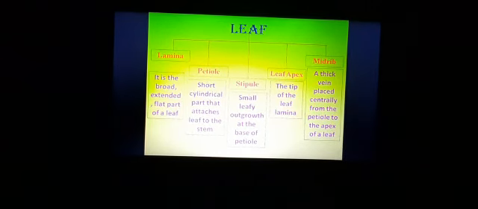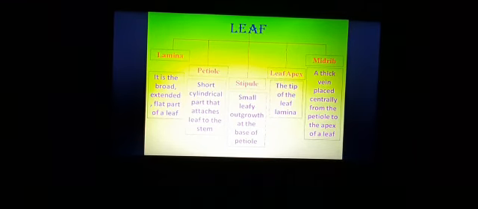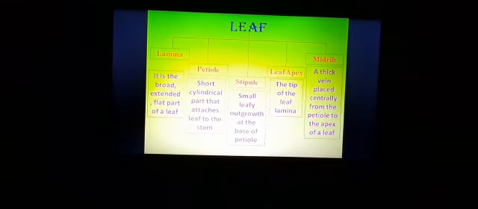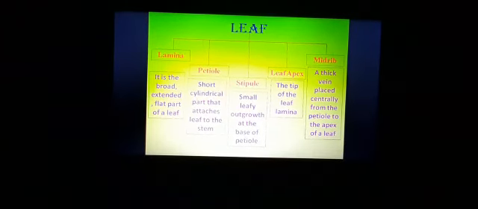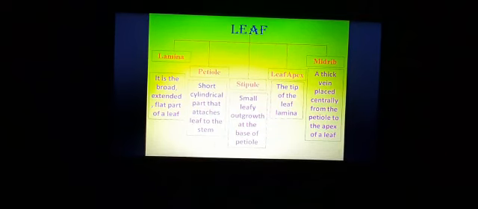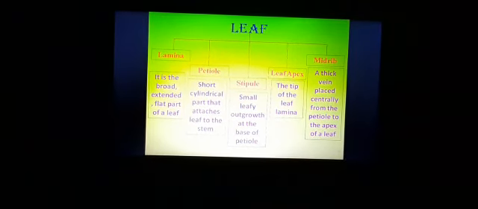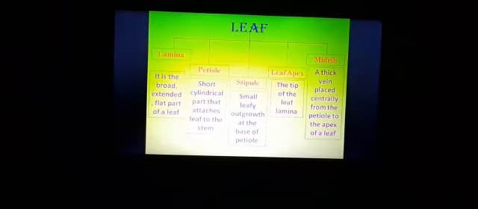So lamina is the broad extended flat part of the leaf which is also known as the leaf blade, and the lamina is usually green in color as this is where photosynthesis actually takes place. Then the petiole, which is also known as the leaf stalk, is the short cylindrical part that attaches the leaf base to the stem. The stipule is a small leafy outgrowth at the base of a petiole.